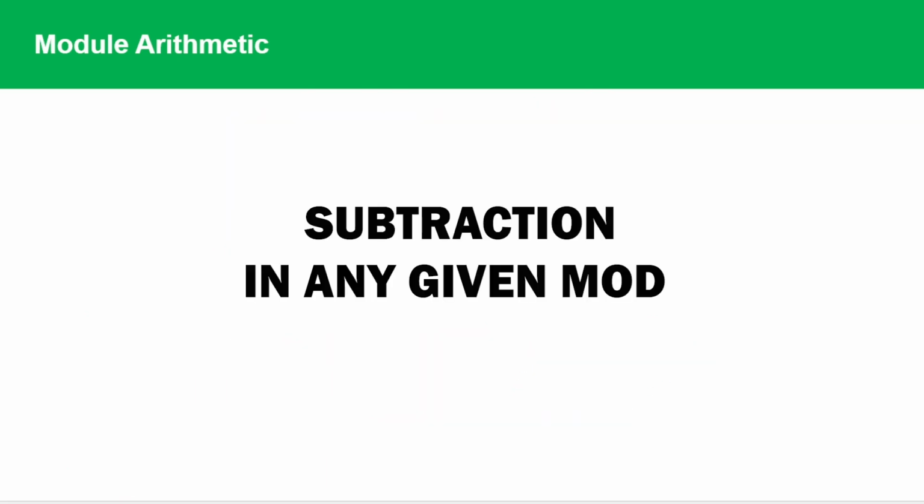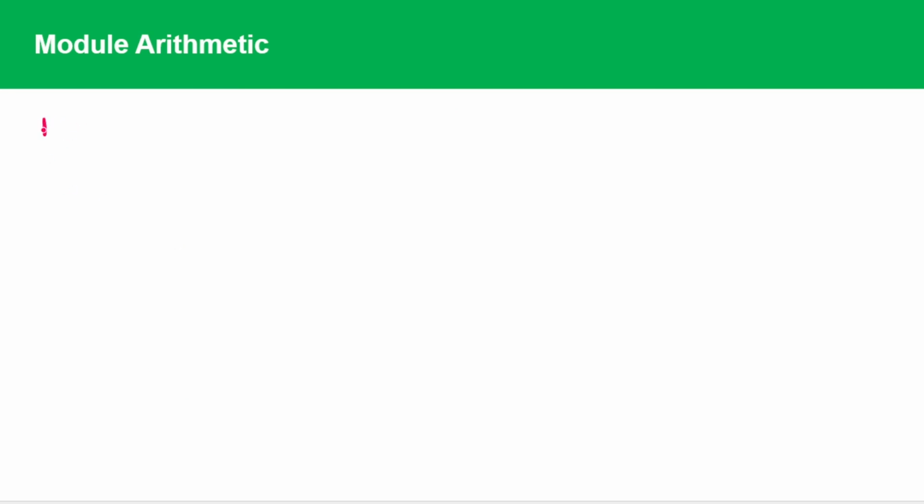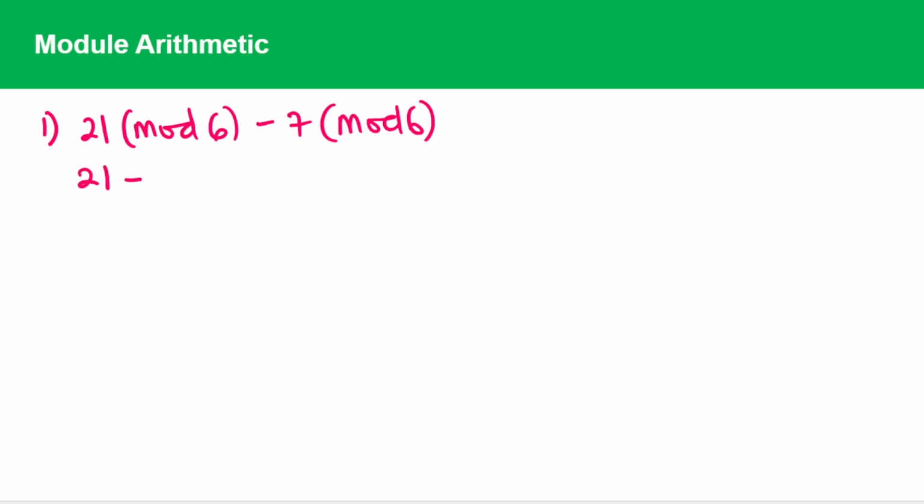Now let's look at subtraction of numbers in any given mod. Number 1, suppose I have 21 mod 6 minus 7 mod 6. This is quite easy. Just do your normal subtraction. That's 21 minus 7 mod 6. So what's 21 minus 7? That will give us 14 mod 6.